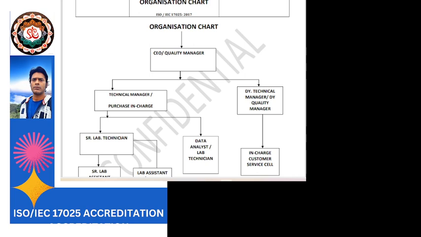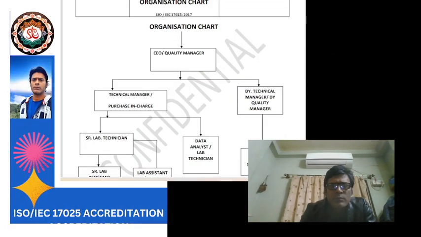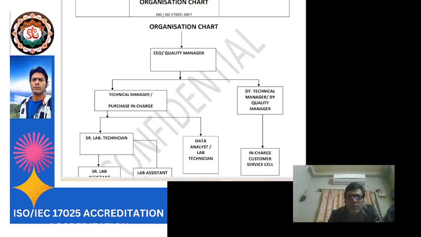Here you can see in the organization chart, there is a CEO, one quality manager, one technical manager, a deputy quality manager and a deputy technical manager, as well as the customer service cell and lab technician. These are the positions in the organization chart.